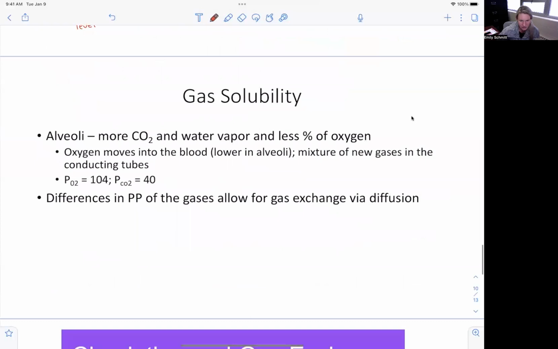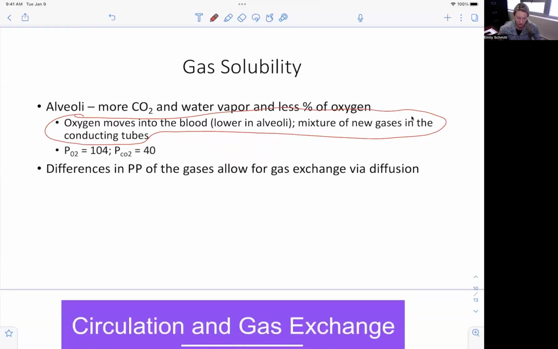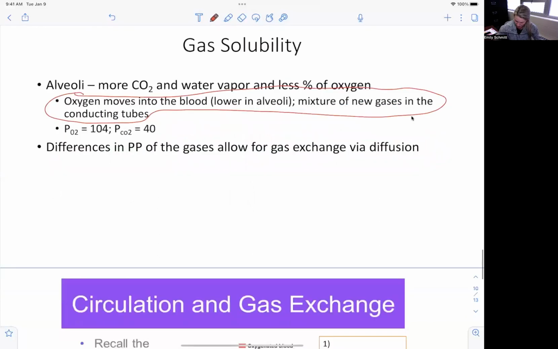So for gas solubility, we know that for our alveoli, more carbon dioxide and water vapor and less percent of oxygen means that oxygen moves into the blood, into the alveoli, and this mixture of the new gases in the conducting tubes is what helps with gas exchange. So differences in the partial pressure of these gases allow for gas exchange via diffusion. So we're not going to have time to go into a lot of detail with this, but I at least want you to be familiar with the terms of the partial pressure, the gas solubility, and what we're talking about in terms of gas exchange.